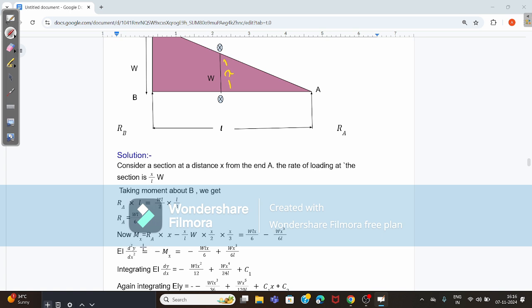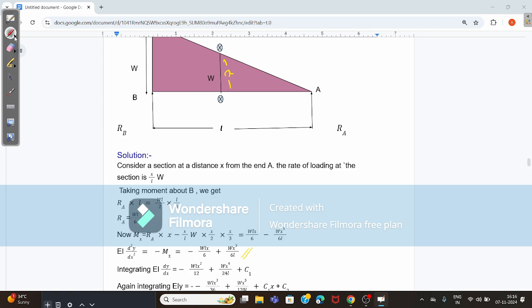Now Mx = RA·x − (x/L)·W·(x/2)·(x/3). When you multiply these, we get WLx/6 − Wx^3/6L. So EI d^2y/dx^2 = −Mx = −WLx/6 + Wx^3/6L.